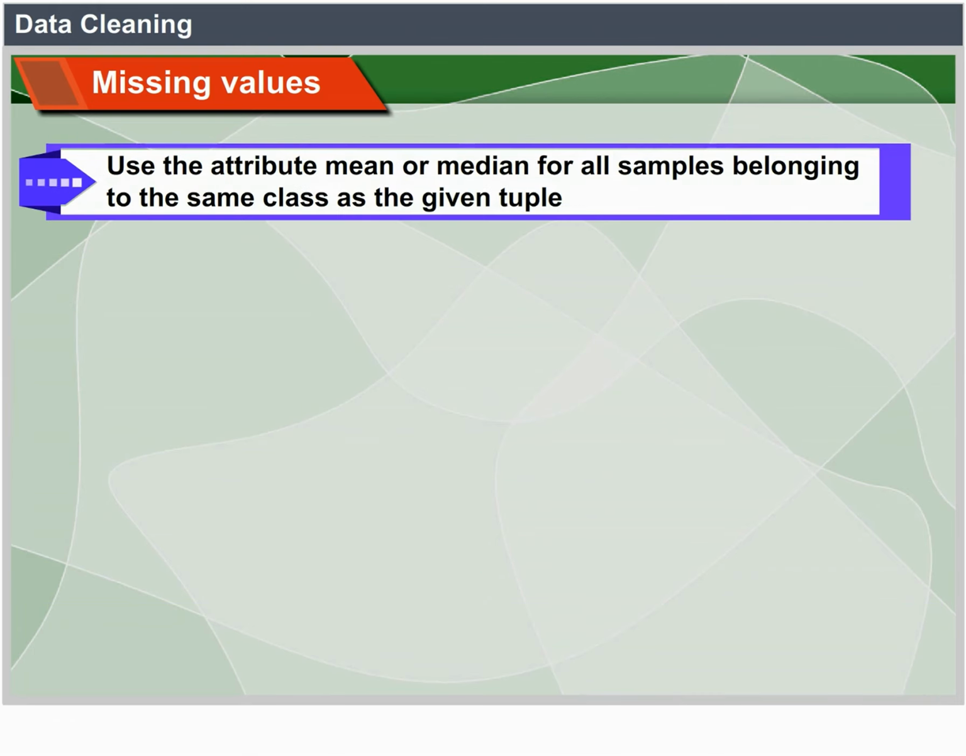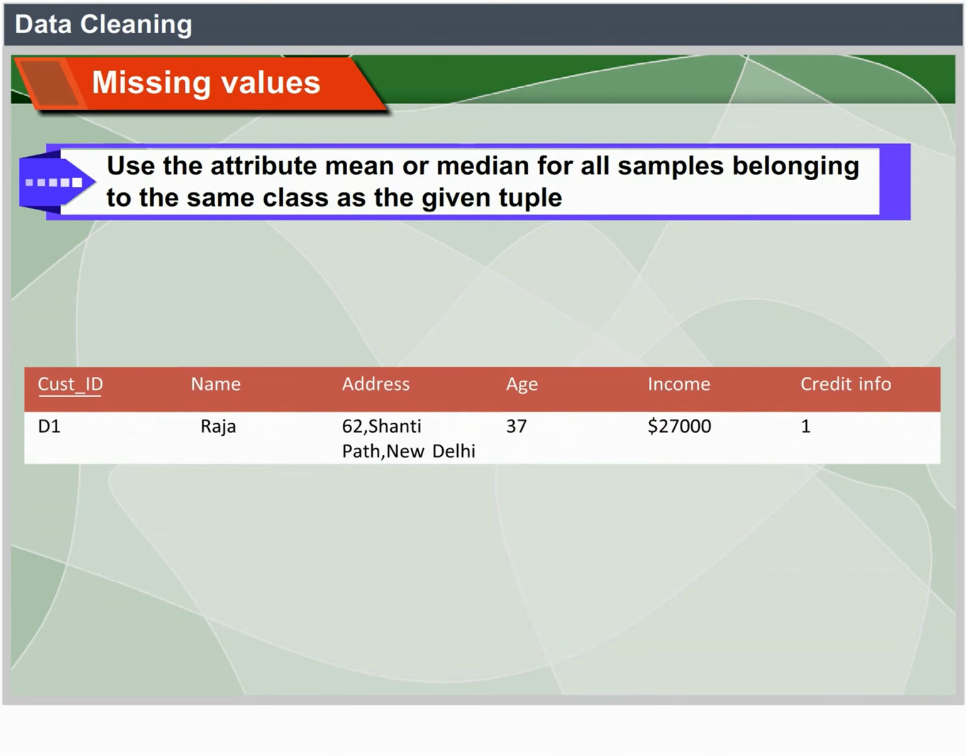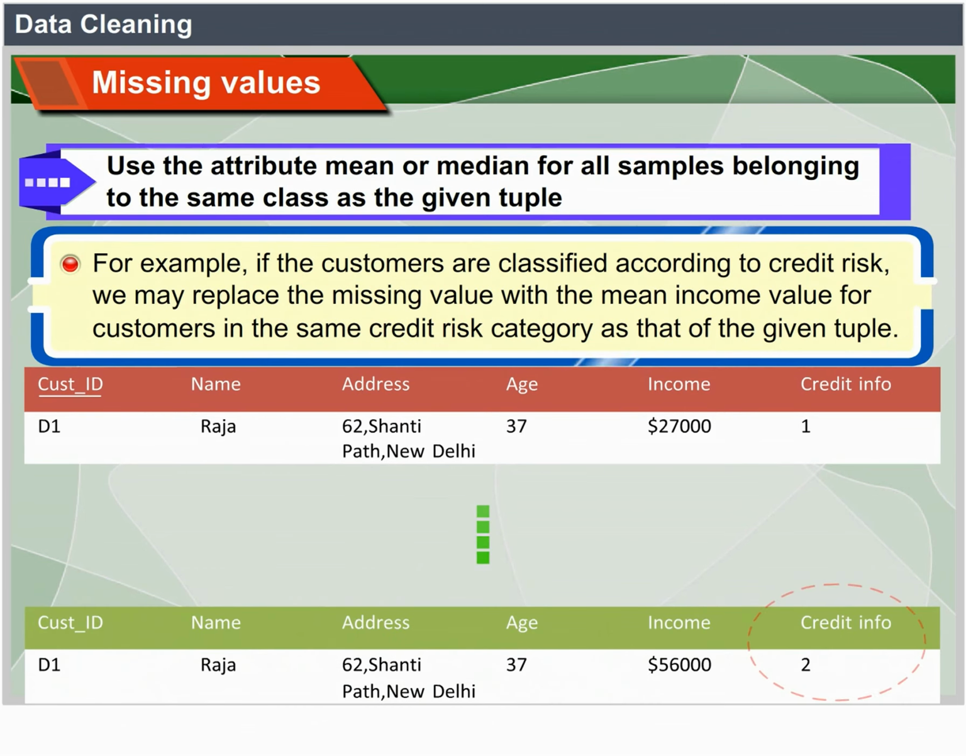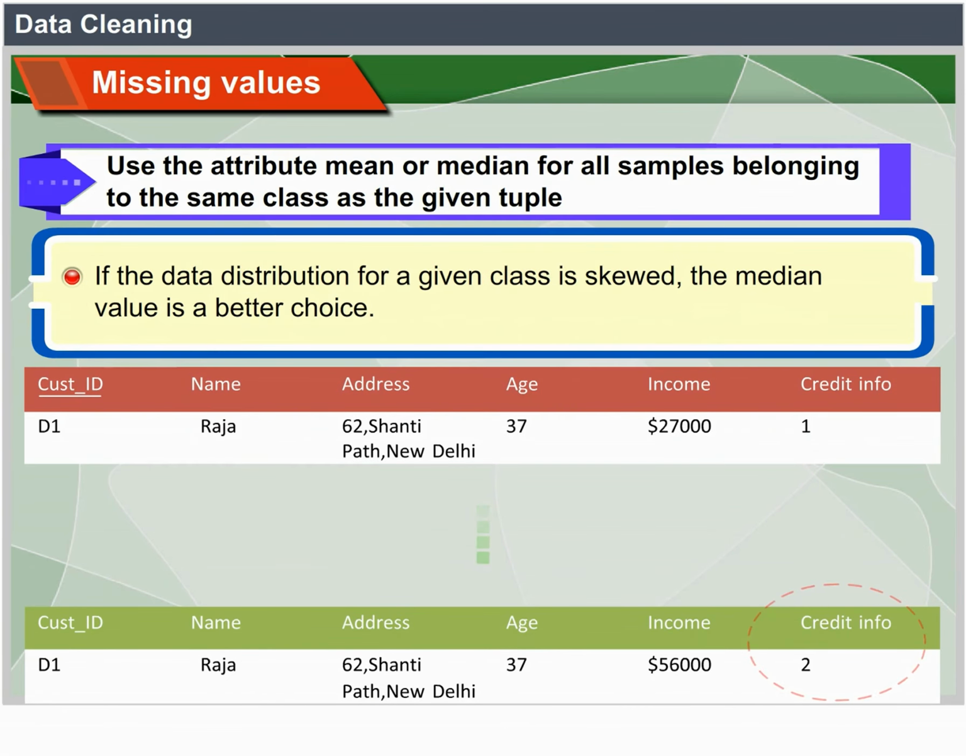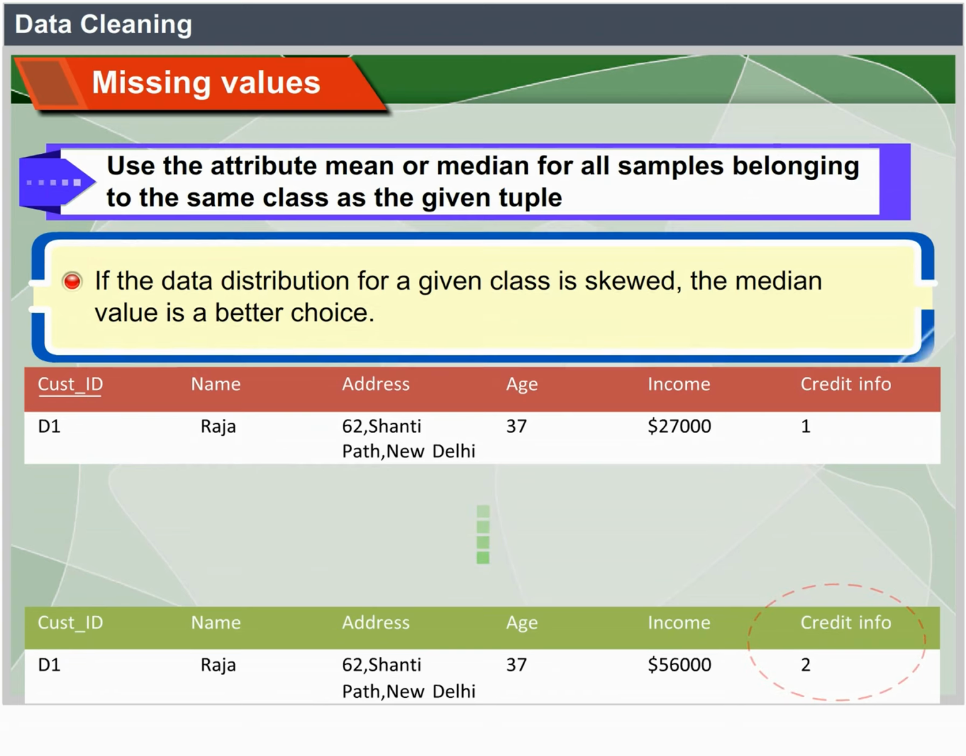Use the attribute mean or median for all samples belonging to the same class as the given tuple. For example, if classifying customers according to credit risk, we may replace the missing value with the mean income value for customers in the same credit risk category as that of the given tuple. If the data distribution for a given class is skewed, the median value is a better choice.